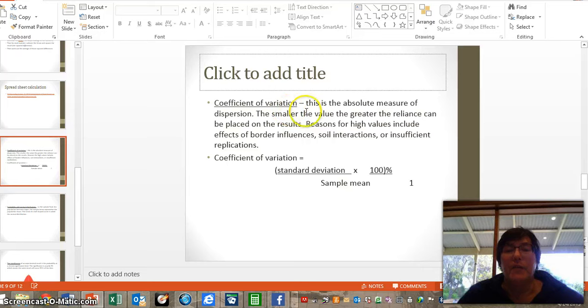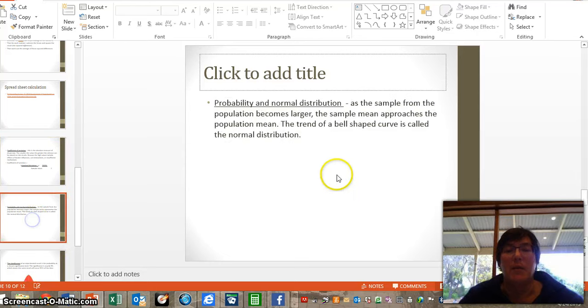This is a coefficient of variation. This is the absolute measure of dispersion. The smaller the value, the greater the reliance can be placed on the results. All right, you'll see what I mean in a minute.